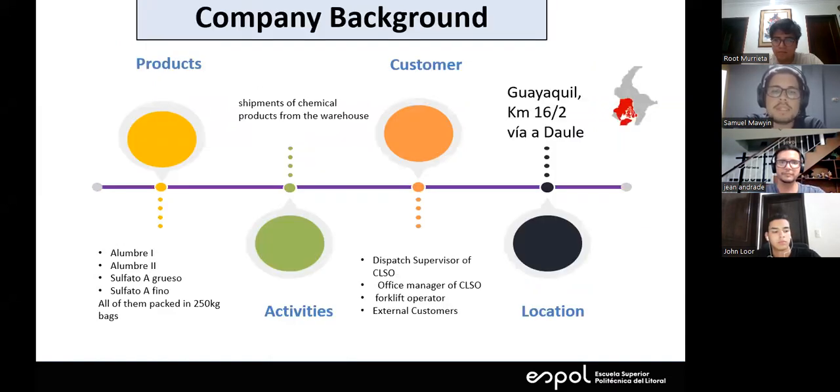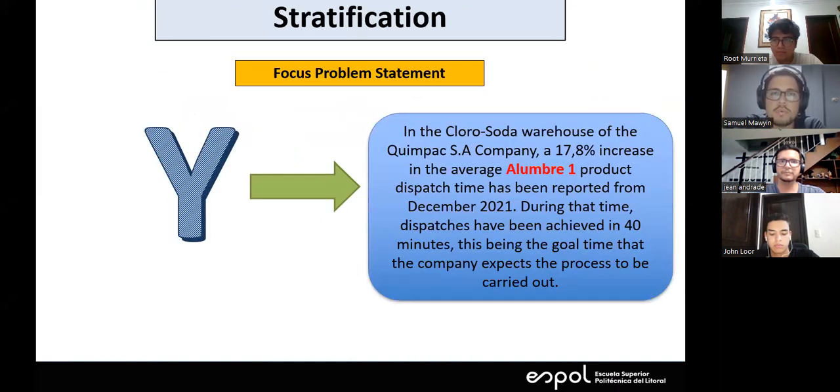So we are basically going to work with these products: Alumbre 1, Alumbre 2, Sulfato Agreso, and Sulfato Ifino, and a company located in Via Daule, kilometer 16 and a half. First we have to go with the stratification, and we have defined our Y as only the product of Alumbre 1. We have seen an increase of 17.8% of the average dispatch time since December 2021. So our goal is to reduce this time.